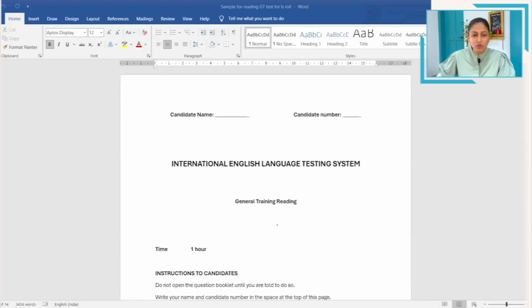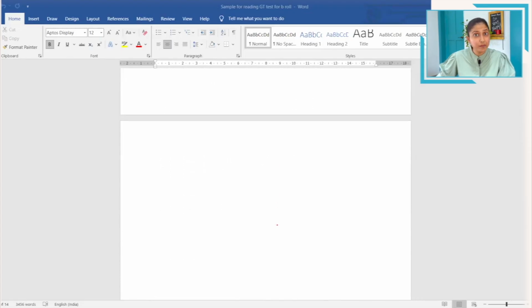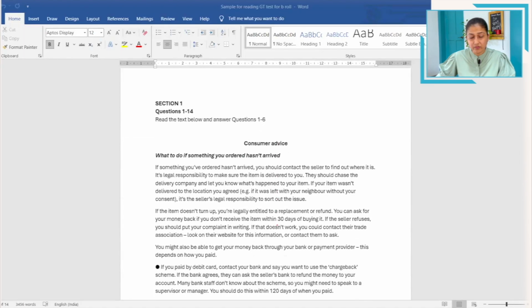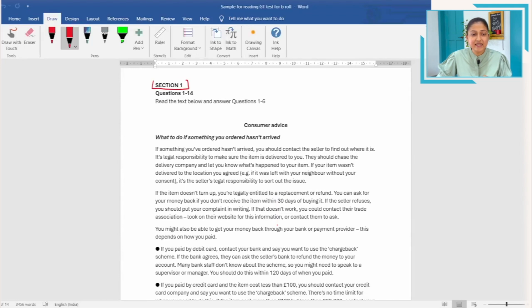All right. So far we have seen a sample of how an academic reading test looks like. Now, let's look at how a general training reading test looks like. Okay. So once again, what do we have here? Certain instructions which would be written on the front page of your question paper. Then once you start your test, you will see, now this is for general training. Look at this. It says section 1.